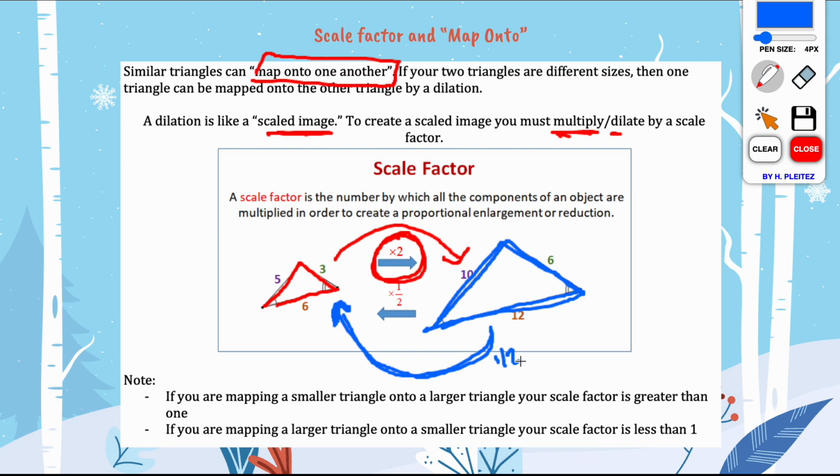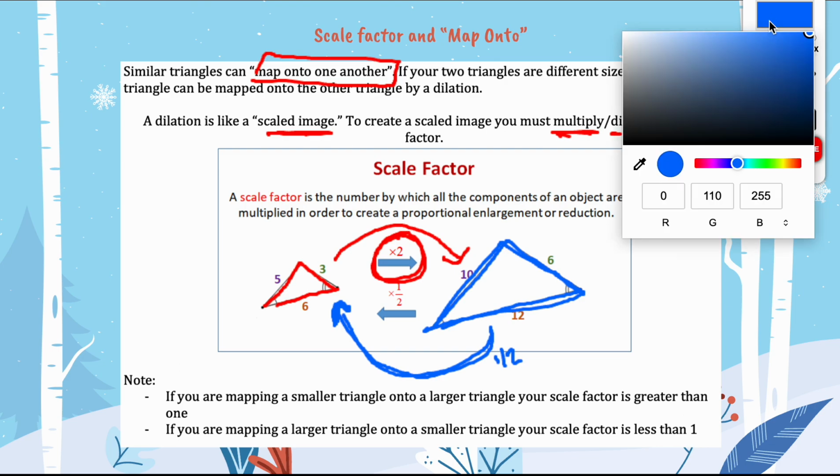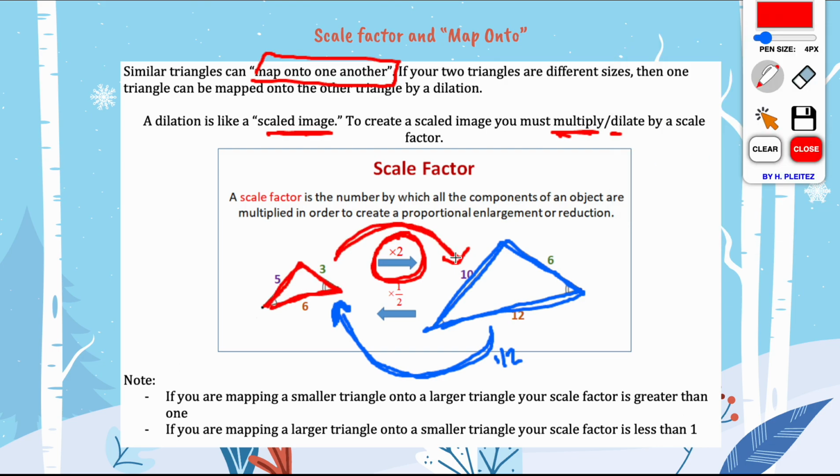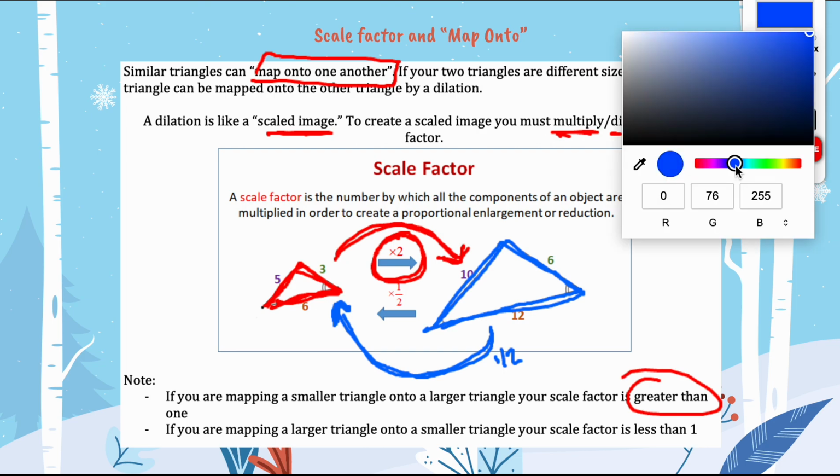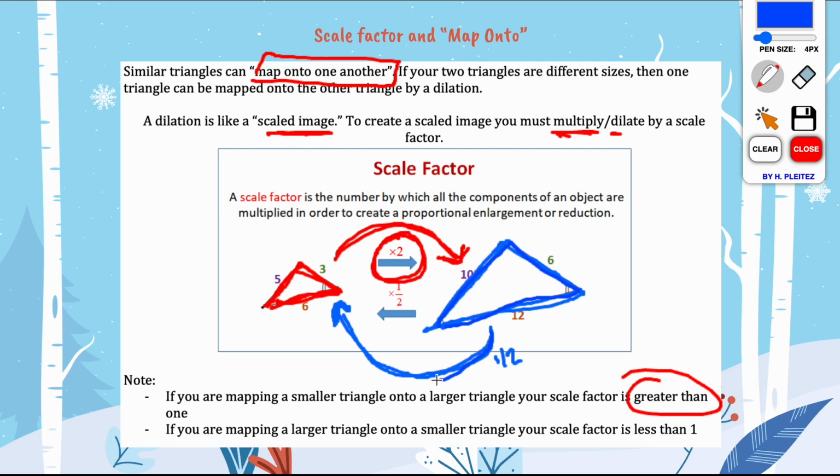So there are some generalizations here. If we're going from smaller to bigger, like in this red example where we went from the smaller triangle to the larger one, our scale factor, the number that we're multiplying all 3 of our sides by, has to be greater than 1. Now, if it was the opposite, like this blue example, going from a bigger triangle to a smaller triangle, then our scale factor has to be less than 1. For example, like 1/2, right? We're dividing all of those sides by 2. So that scale factor is less than 1, which means our triangle is getting smaller.